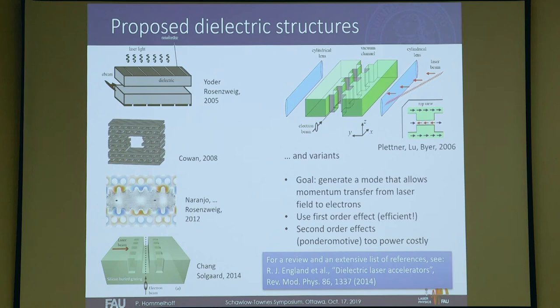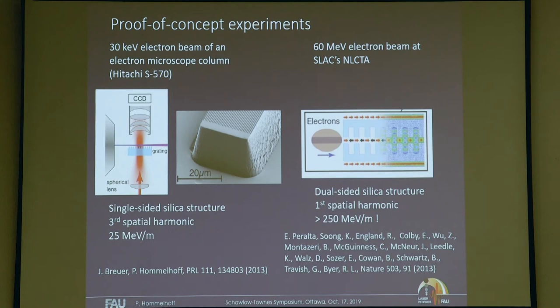There are many structures that people have come up with to provide boundary conditions to control the electrons. I want to focus on this one here, this dual grating structure that you've seen. In 2013, Bob Byer's group at Stanford and SLAC could show an impressive 250 mega electron volt per meter gradient with relativistic electrons. We used electrons from an electron microscope and could demonstrate 25 MeV per meter, so already on par with, for example, what SLAC is operating at. They could achieve this large gradient, a factor of 10 larger right away, because it's easier to accelerate relativistic electrons. And so that's great.